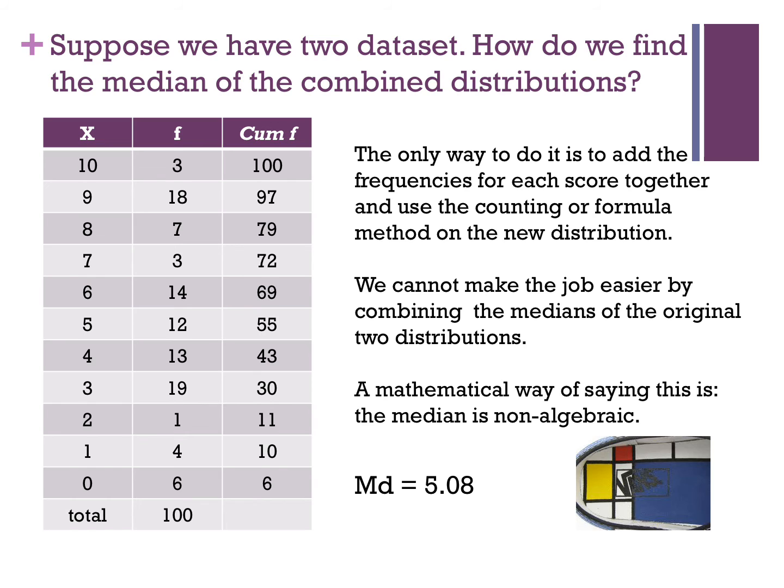Now, suppose we have the two data sets. How do we find the median of the combined distributions? The only way to do it is to add the frequencies for each score together and use the counting or formula methods on the new distribution. We can't make the job easier by combining the medians of the original two distributions. A mathematical way of saying this is the median is non-algebraic. When we do the operations, we find that the median is equal to 5.08.